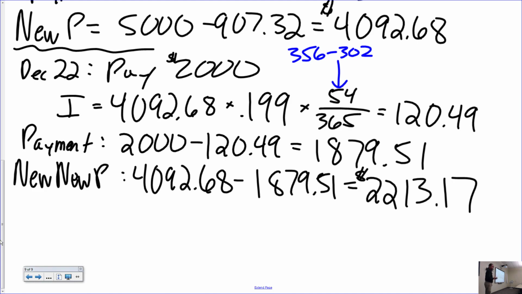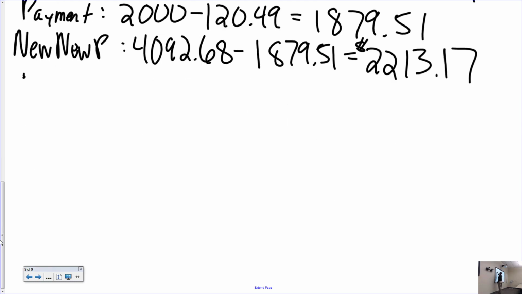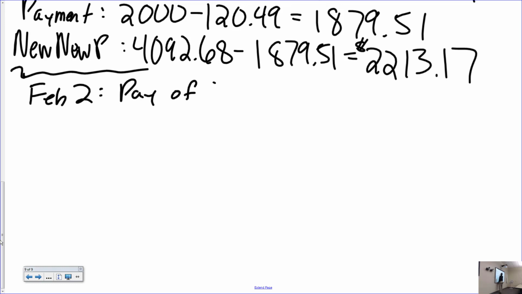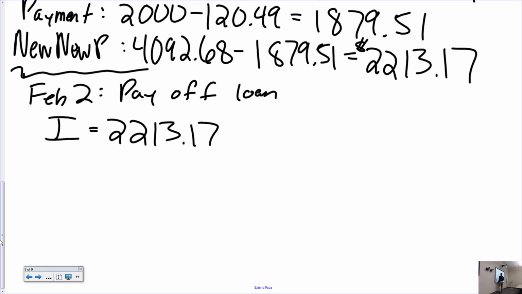Last but not least, February 2, pay off the loan. So I owe 2213.17 plus however much interest I have accrued. I equals PRT. What's my principal? 2213.17. Do not forget the interest rate.